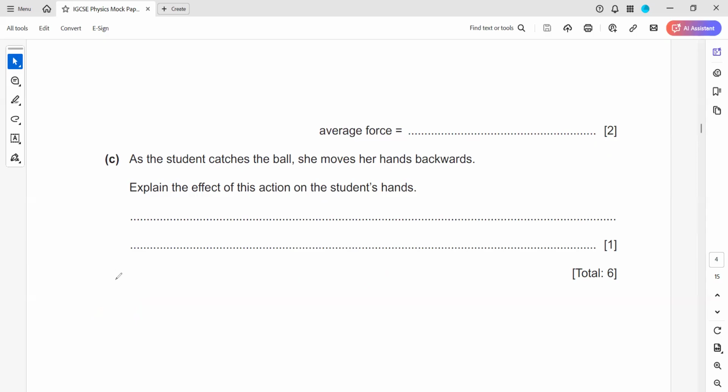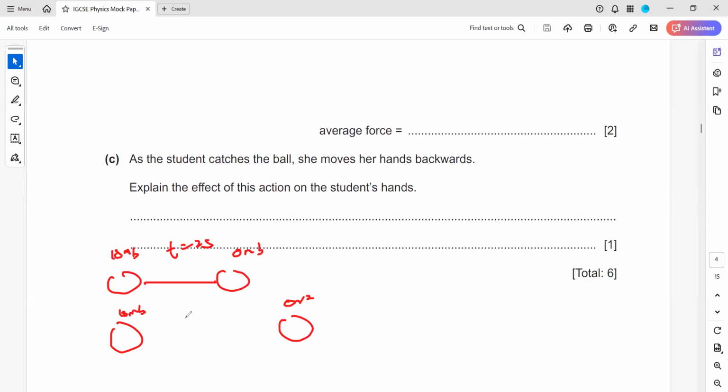Whenever we are stopping an object, take for example 2 seconds: the object was moving at a speed of 18 meters per second and we stop it after 2 seconds. In another case, the object is moving at 18 meters per second and we take 5 seconds to stop. So if we take a longer time to stop an object, the decelerating force needed will be less, so we will experience less force.